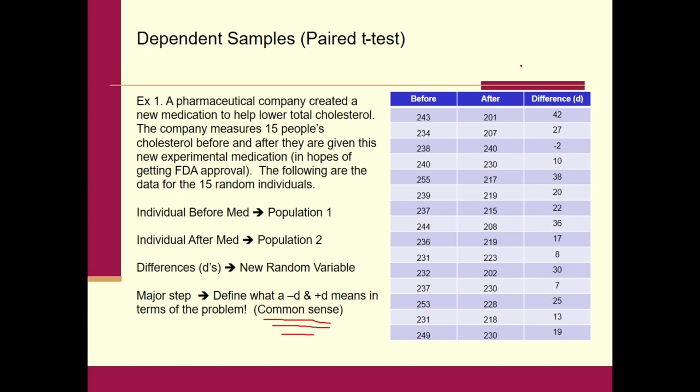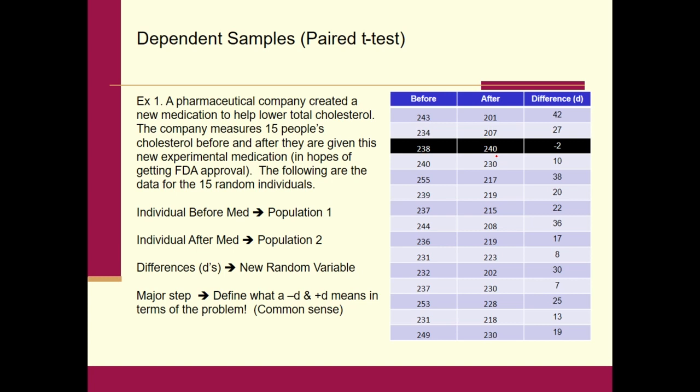So let's start with the negative. We had one person that had a negative d. Now let's think about this for a moment. Common sense. Cholesterol. Do we want high cholesterol or do we want low cholesterol? I think we want lower cholesterol. Okay? And so notice what happened for this person. Their before went from 238 and their after is 240.